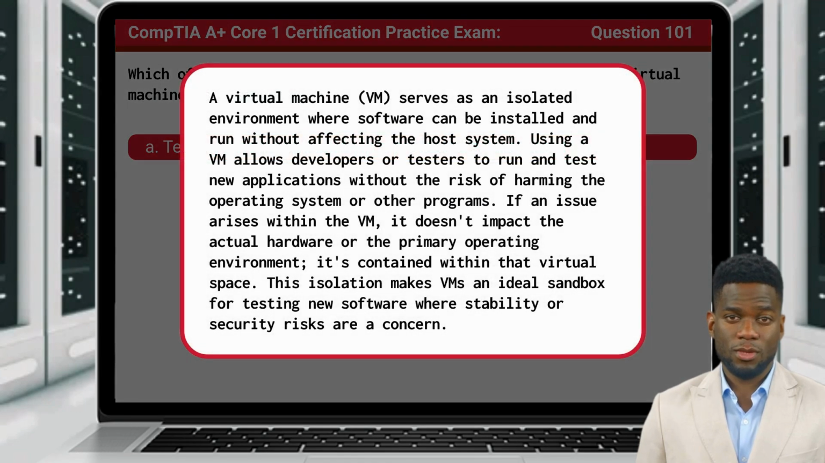A virtual machine serves as an isolated environment where software can be installed and run without affecting the host system. Using a VM allows developers or testers to run and test new applications without the risk of harming the operating system or other programs. If an issue arises within the VM, it doesn't impact the actual hardware or the primary operating environment. It's contained within that virtual space. This isolation makes VM an ideal sandbox for testing new software where stability or security risks are a concern.